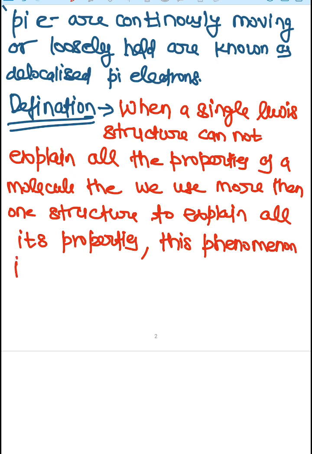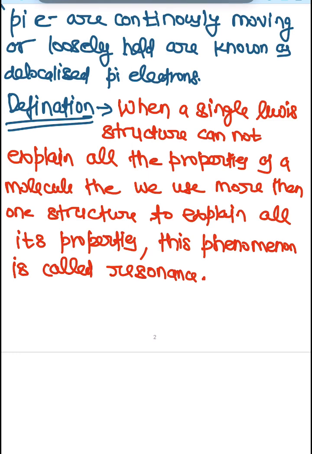This phenomenon is called resonance, and the structures are all the structures which will explain the properties. So the basic definition of resonance is when a single Lewis structure cannot explain all the properties of a molecule, then we use more than one structure to explain all the properties, and it is called resonance, and the structures are called resonating structures or canonical forms.